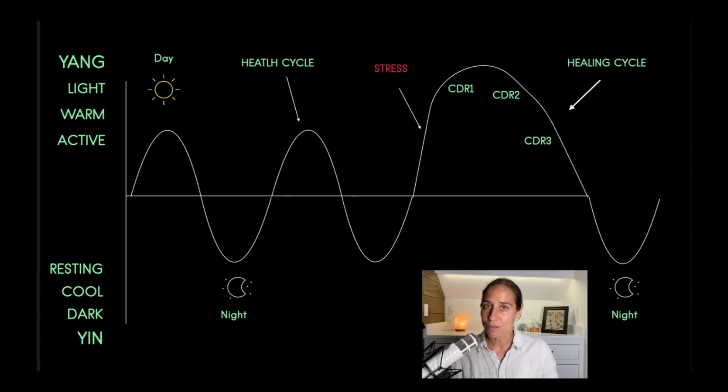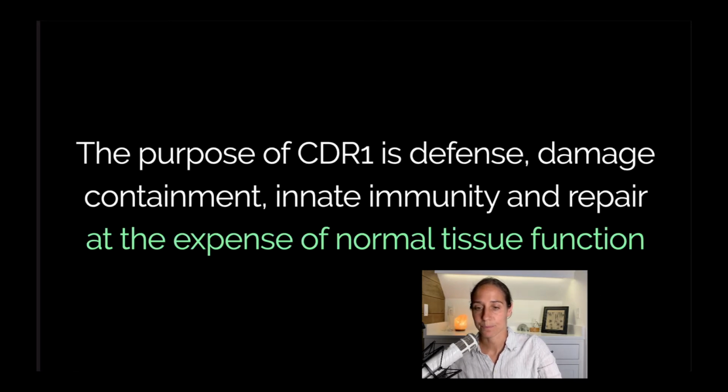When there is a stressor or an infection or a toxin exposure, then the cell will enter the cell danger response. And so we first go into CDR1, and then CDR2, and then CDR3, and then we can enter the health cycle again. The purpose of CDR1 is really like immediate defense, damage containment, innate immunity, and repair. And this is at the expense of normal tissue function. So if you've ever twisted an ankle, you know that your foot doesn't work so well. And if you've ever had an infection, you know that you don't work so well.